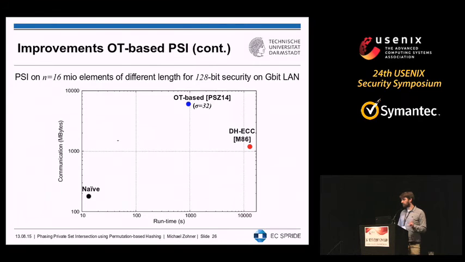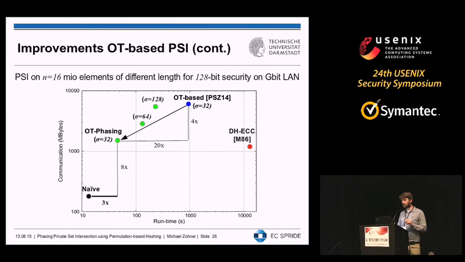What this gives us as a whole is the first snippet from the first picture I've shown you. We were able to decrease the runtime by around a factor of 20 and the communication by a factor of 4. And compared to the naive protocol, we are only 3 times slower and need around 8 times more communication.